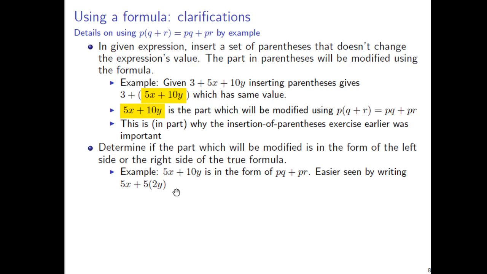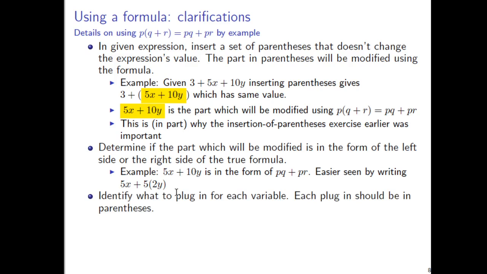Now, again, there's a lot of steps that I'm trying to demonstrate here. So we should identify what to plug in for each variable. And each of the plugins that you do should be in parentheses. So for looking at 5x plus 5 times 2y, look at how 5x plus 5 times 2y looks like the right side here. So the p, the repeated thing here, there's a p and then there's a p. That should be 5, technically in parentheses.